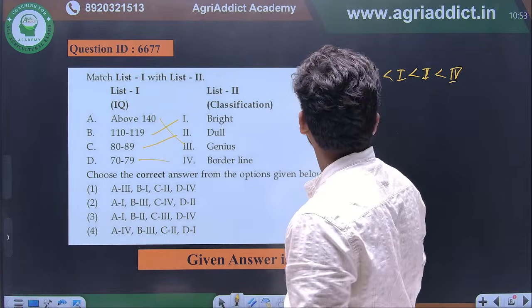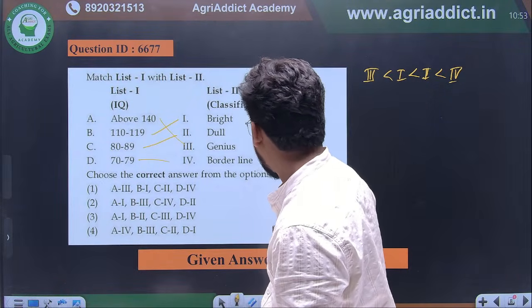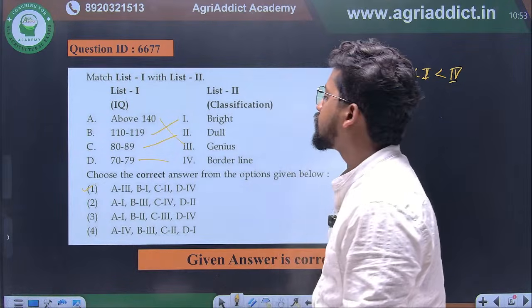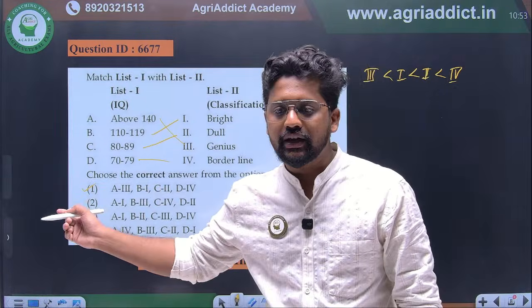So therefore 3124, answer 1 will be the correct answer. So 1 is the correct answer here. There is no need to challenge. The key is correct here. Okay.